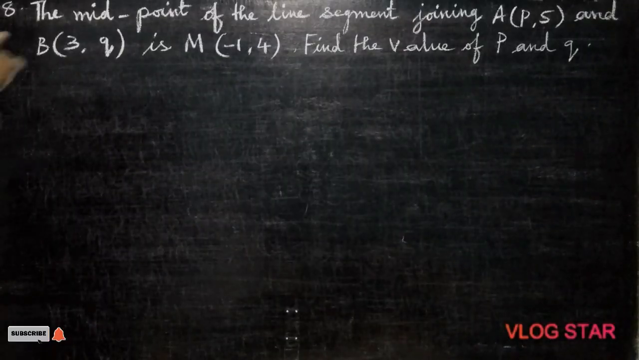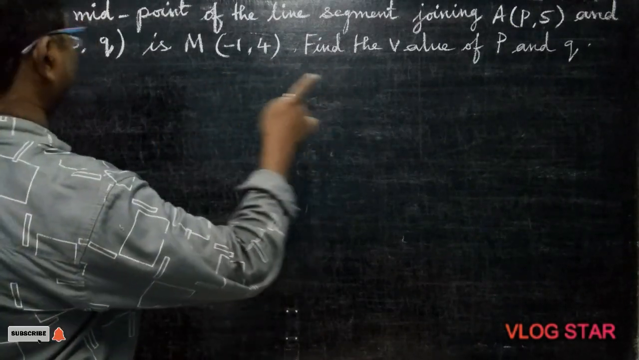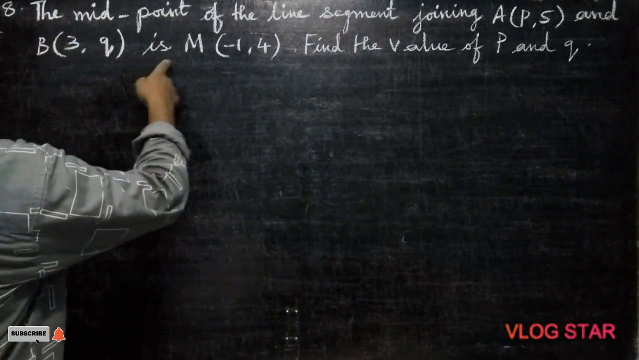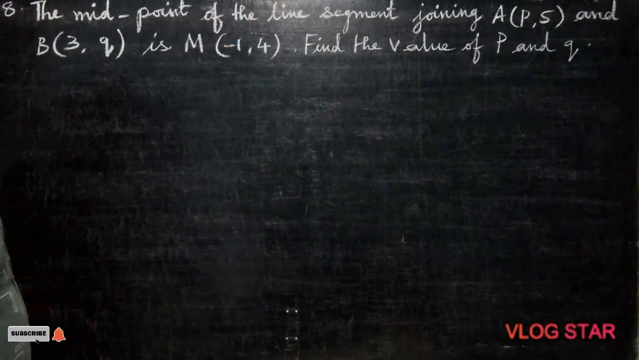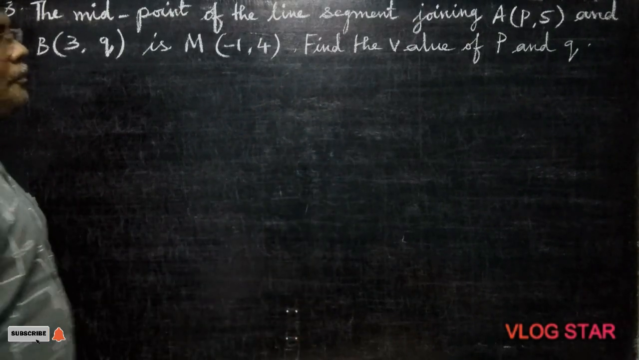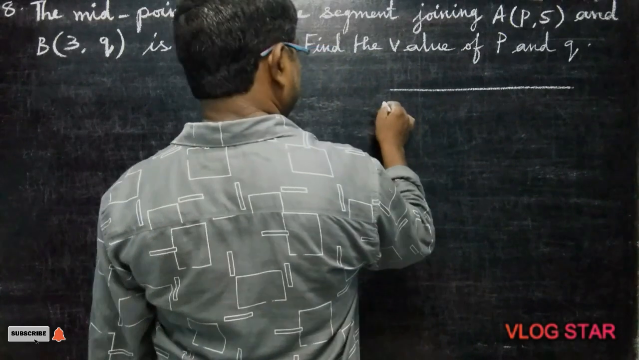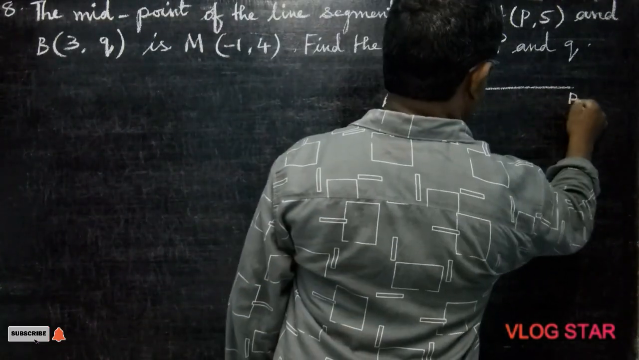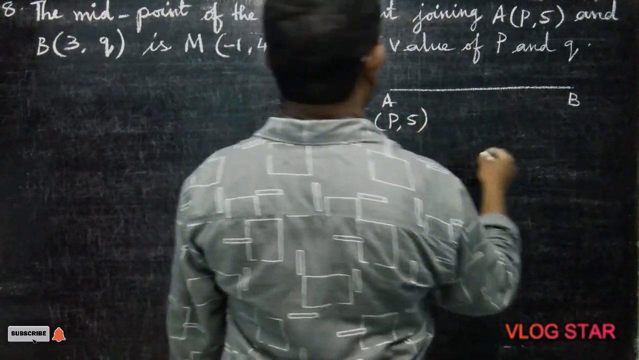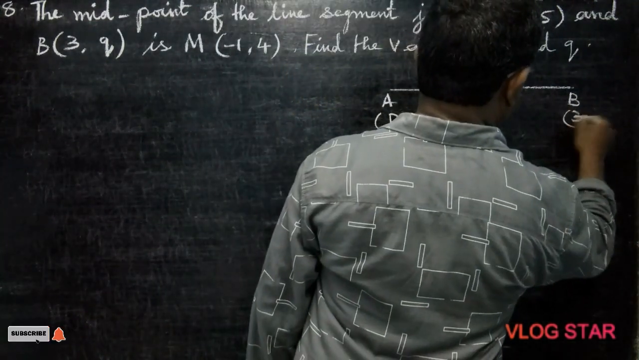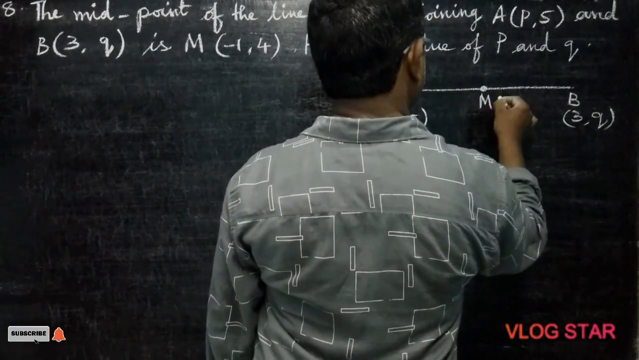Eighth problem. The midpoint of the line segment joining A(p, 5) and B(3, q) is M(-1, 4). They only give the midpoint answer. Find the value of p and q. This is AB. A they have given (p, 5) and B they have given (3, q). And they give the midpoint M. How much they give?